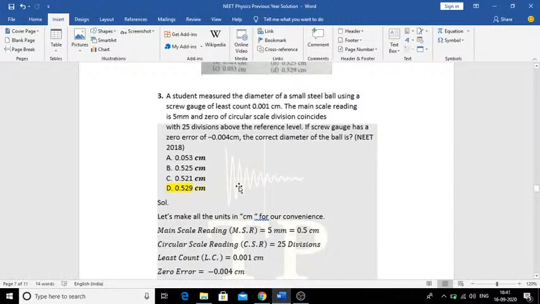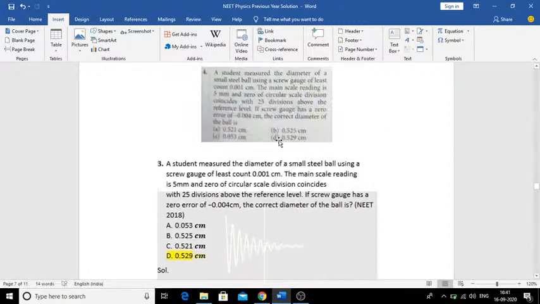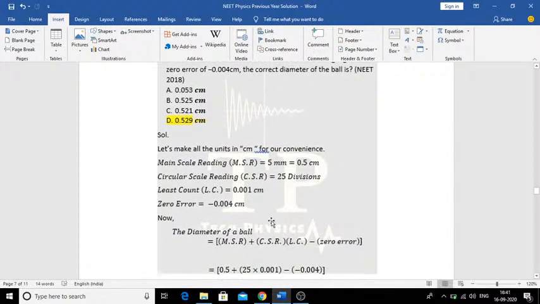Okay, so now here again I have repeated the question and the options are here. The right option will be option D, that is option number 4, and from here the right option will be again the same, D, 0.529. Let us see how I have solved it.